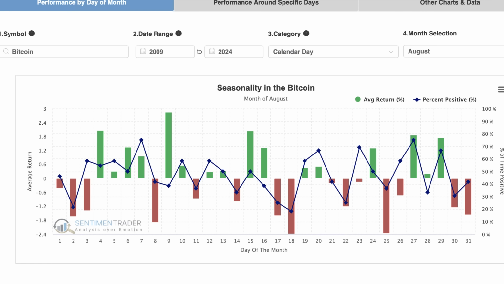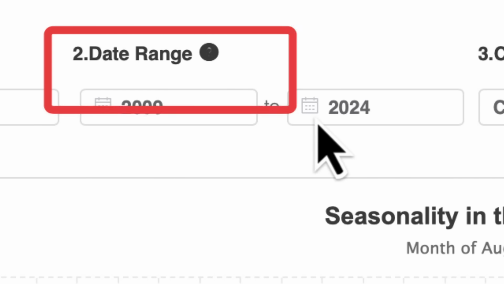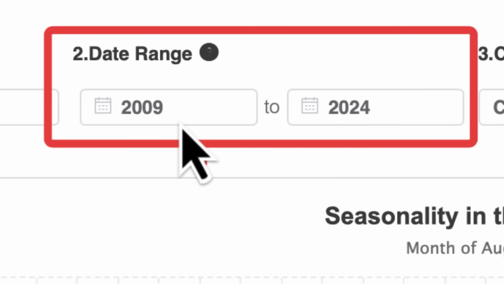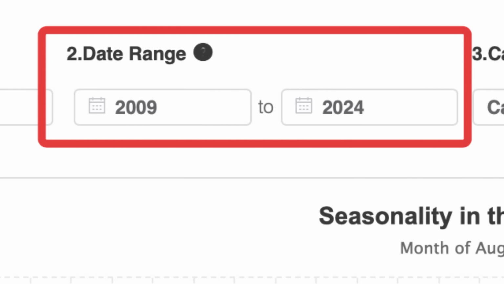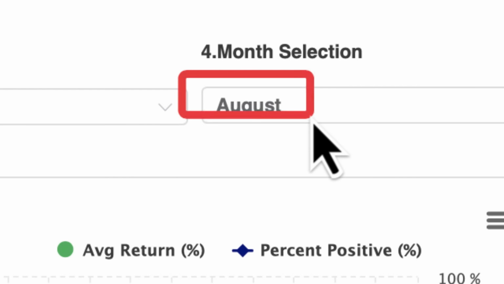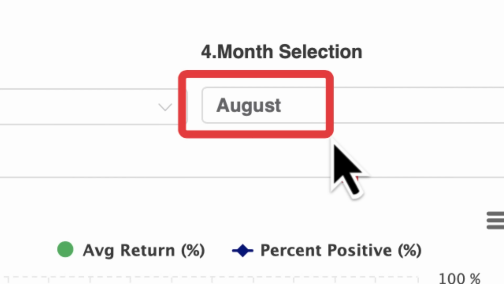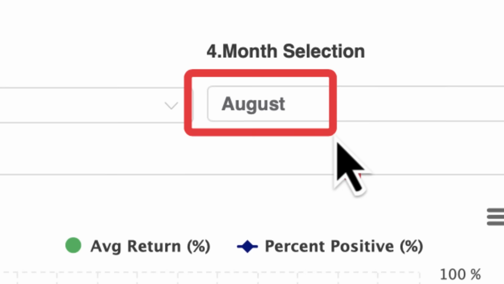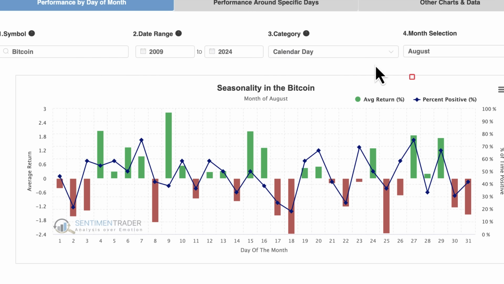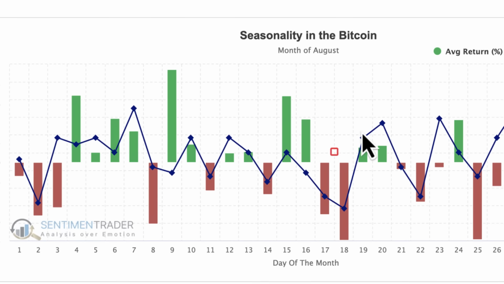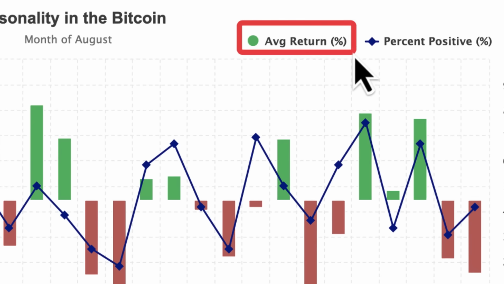On this particular chart, I've selected Bitcoin seasonality with the date range from 2009 to 2024, as you can see here on the chart. As I'm sure you know, the data on Bitcoin goes back to 2009 anyway, so we've got plenty of data for seasonality. Here I've put it for the month of August. In a few minutes, we'll go on to September and October, which are much more interesting and much more powerful. But let me first explain what this chart means. Firstly, the green you see here shows the average return in percentages.